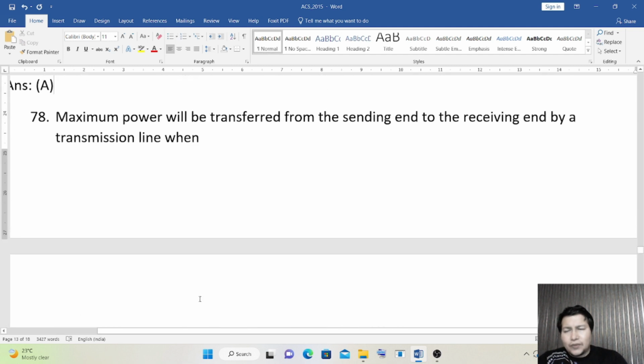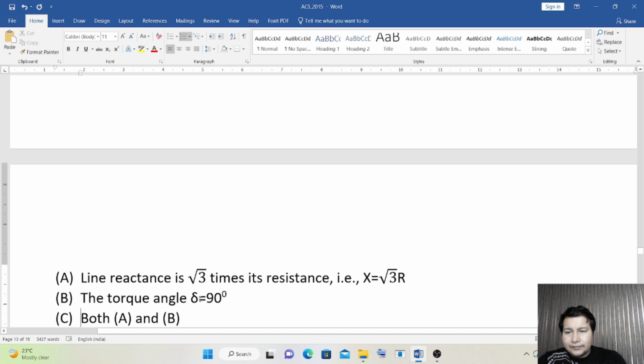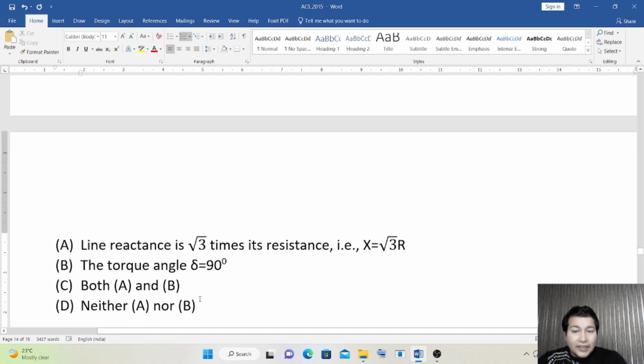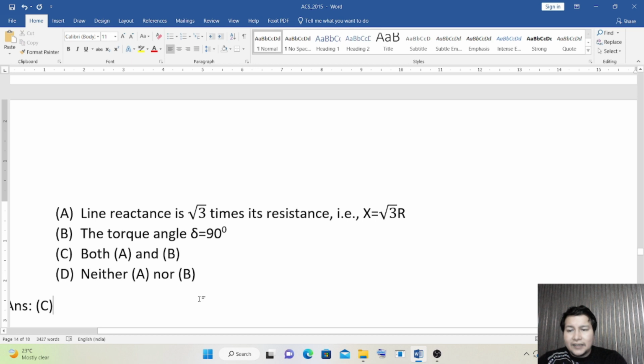Next, 78 number question: maximum power will be transferred from the sending end to the receiving end by a transmission line when line reactance is root 3 times its resistance, that is X is equal to root 3R, torque angle delta is equal to 90 degree, both A and B, neither A nor B.